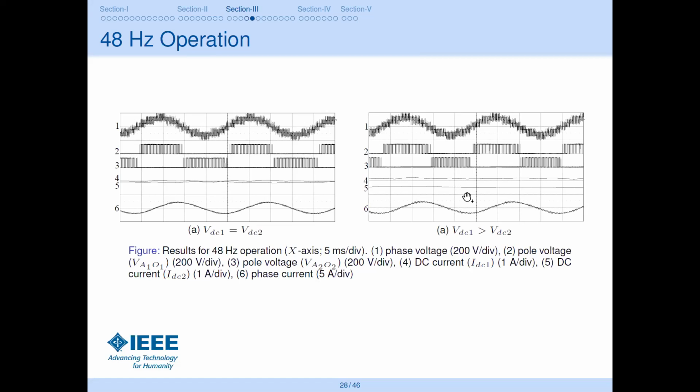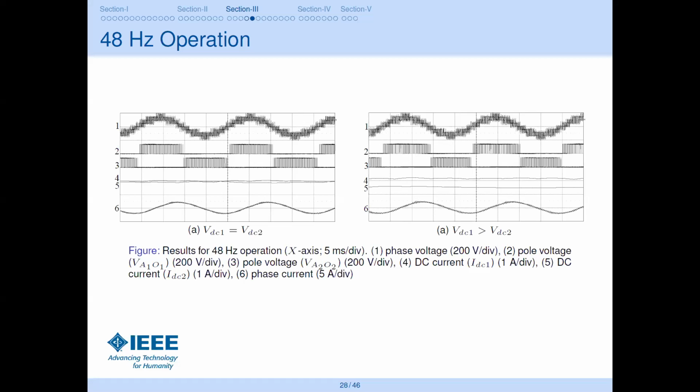However, when VDC1 is higher, this is just one of the examples, we can make VDC2 also higher, but for just showing the concept, VDC1 higher than VDC2. The multi-level output voltage doesn't have any difference in the wave shape, and you can see that in traces 2 and 3 there is a difference. So more pole voltage is being generated by inverter 1 and less pole voltage is being generated by inverter 2.